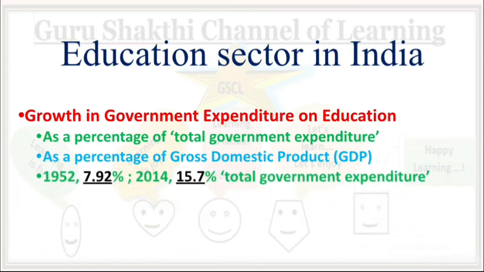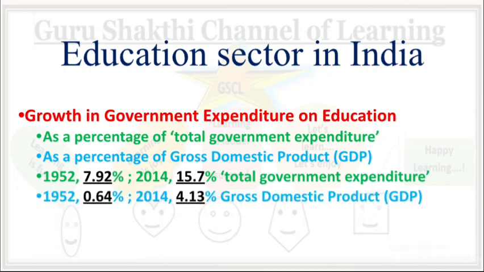In 1952, 7.92%, and in 2014, 15.7% was spent on education out of the total government expenditures. And in 1952, 0.64%, and in 2014, 4.13% of gross domestic product was spent on education.